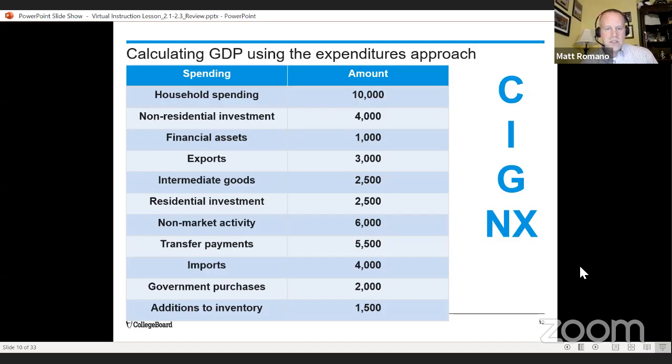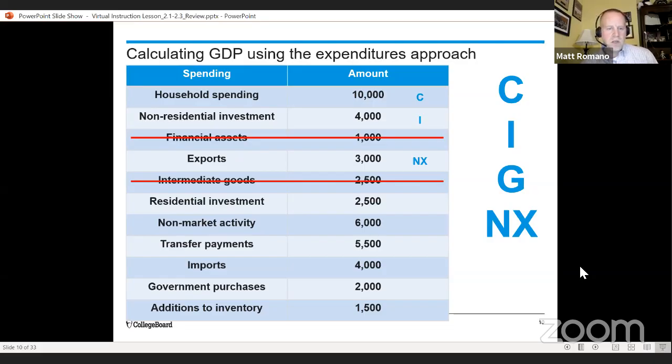Household spending first, well, that's pretty easy. Household spending is consumption, that's consumer spending. Non-residential investment spending, we just saw that one, that's investment spending, so that's easy. Financial assets, that's the purchase of stocks, bonds, and other obviously financial assets. Well, we know that doesn't count, so scratch it, doesn't go anywhere. Exports, exported goods, $3,000. Yeah, that's part of net exports, counted. Intermediate goods of 2,500. No, scratch it, does not count.